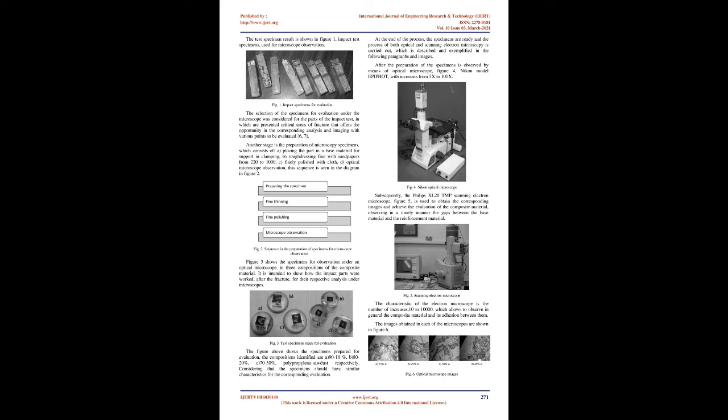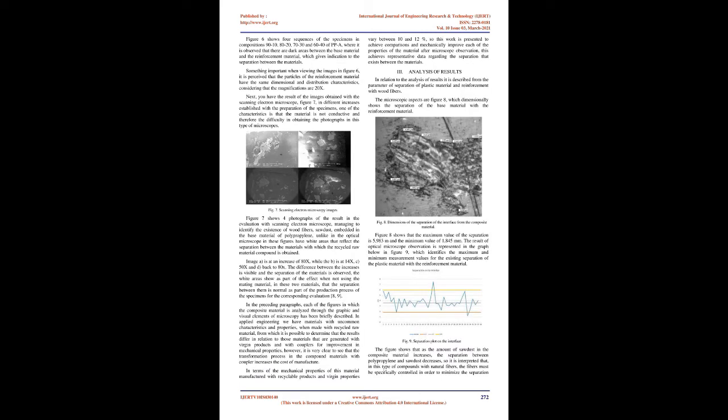Figure 6 shows 4 sequences of the specimens in compositions 90 to 10, 80 to 20, 70 to 30 and 60 to 40 of PPA, where it is observed that there are dark areas between the base material and the reinforcement material, which gives indication of the separation between the materials.